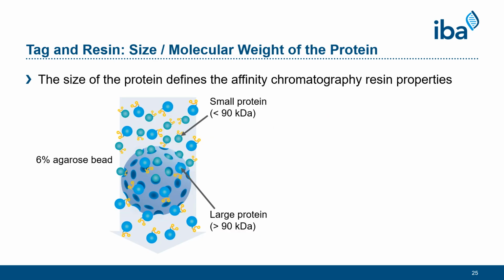The selection of the tag and the resin is also dependent on the size or molecular weight of the target protein, because the affinity chromatography resin consists of agarose beads and mostly the agarose has a concentration of 6%. Due to this high concentration, the pores of the agarose beads are small and allow only small proteins to enter, whereas large proteins cannot enter the agarose beads and flow through.